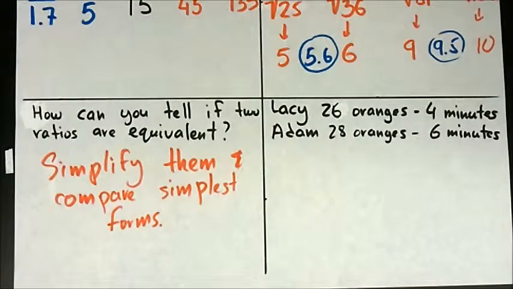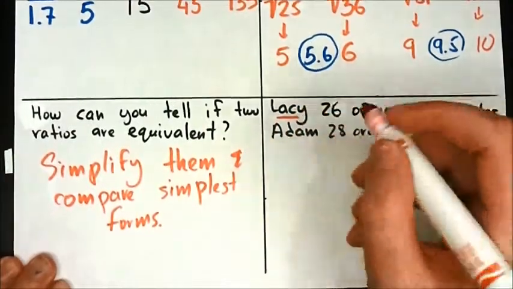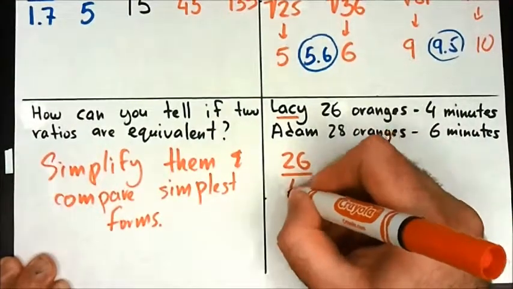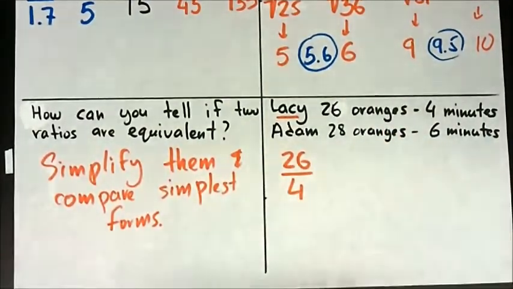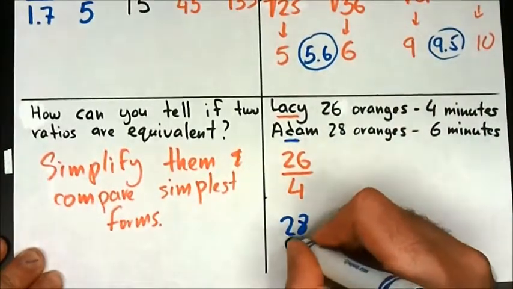Alright. Next question. We have a word problem here, and it says that Lacey can peel 26 oranges in 4 minutes. Adam can do 28 oranges in 6 minutes. Who is faster? So how would I set this up? Well, let's start with writing 2 ratios. First, the ratio for Lacey, which is 26 oranges in 4 minutes. And then we write the ratio for Adam. And for him, it's 28 oranges in 6 minutes.